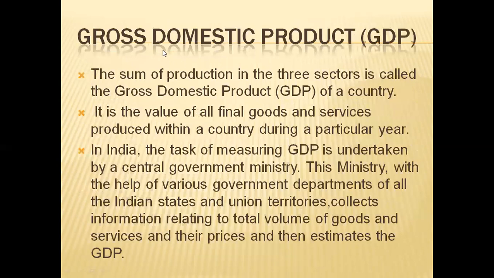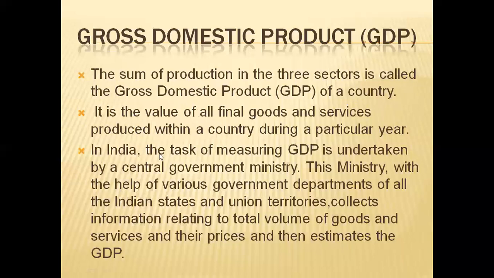Now, what is GDP or gross domestic product? The sum of production in the three sectors is called the gross domestic product of a country. Means the total production in primary, secondary and tertiary when added gives us the GDP of a country. It is the value of all final goods and services produced within a country during a particular year. Means GDP is calculated every year.